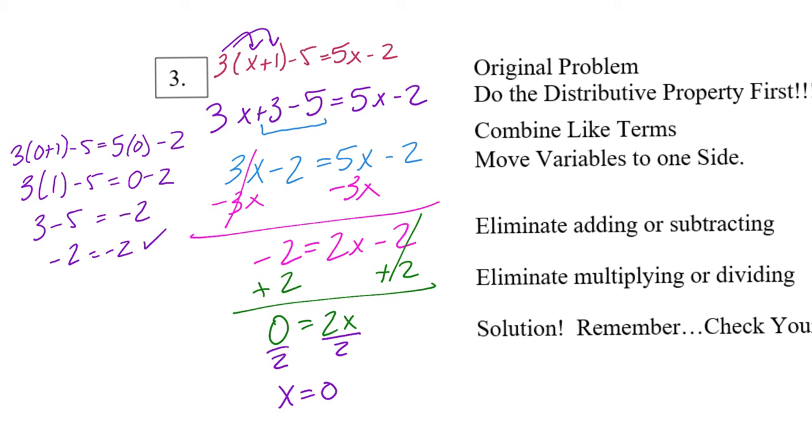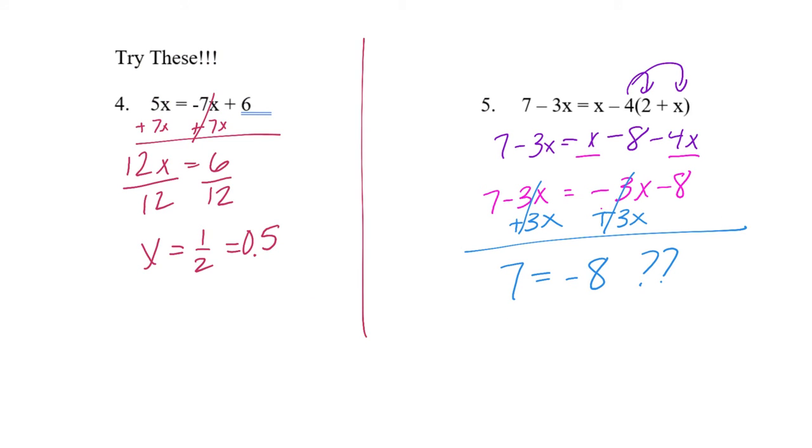Perfect. All right, we're going to move on to some that I want you to try. So go ahead and pause the video and try 4 and 5 on the next page, and then hit play and see how you did. Okay, hopefully you tried 4 and 5. 4 was pretty easy. You end up getting a half or 0.5 as your answer. But if you're looking at 5, you got this weird thing at the bottom, 7 equals negative 8, which we know can't be true. This answer is no solution, and we're going to talk about that next.